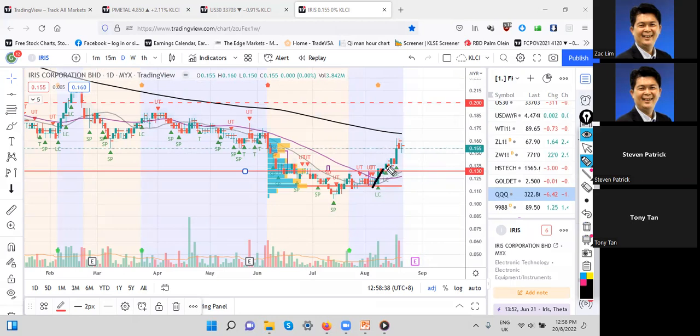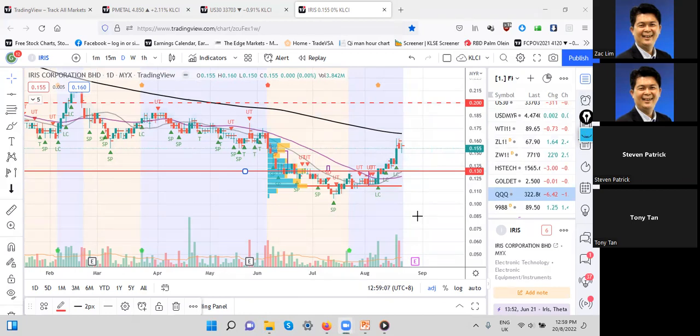Because stock sometimes goes like a rocket, no turning back. But the best is if we can develop something that drops like this, it will be much easier and much safer for us to trade. Some trades are easy, and some trades sometimes are a little bit risky. Okay, so this is Iris.